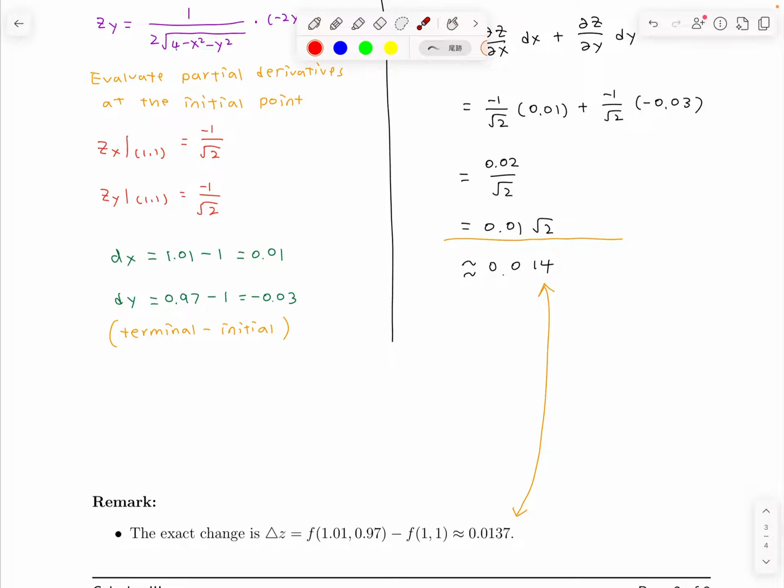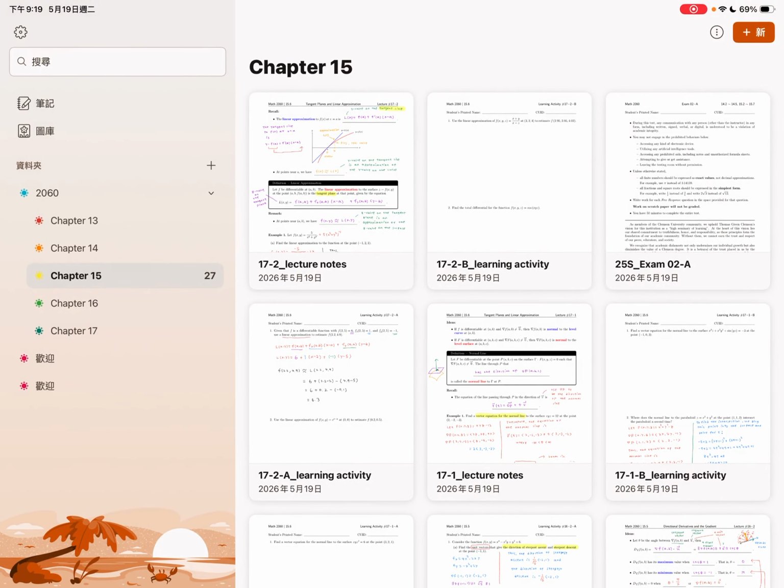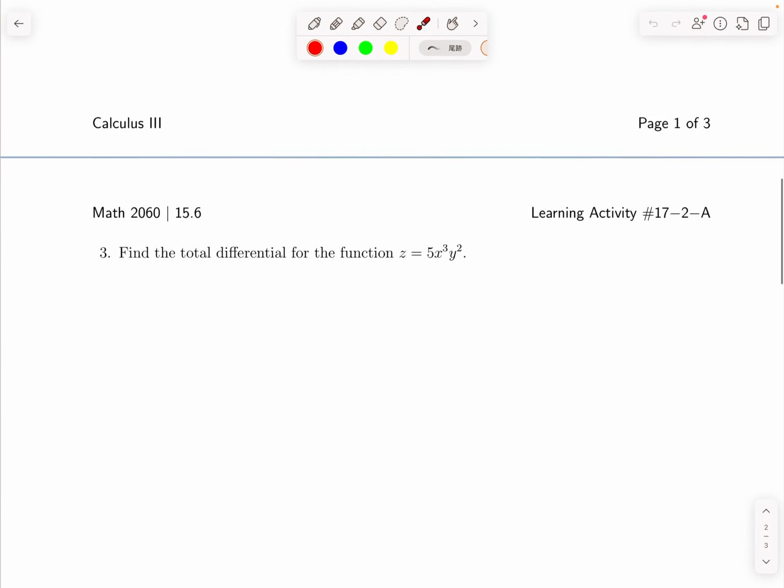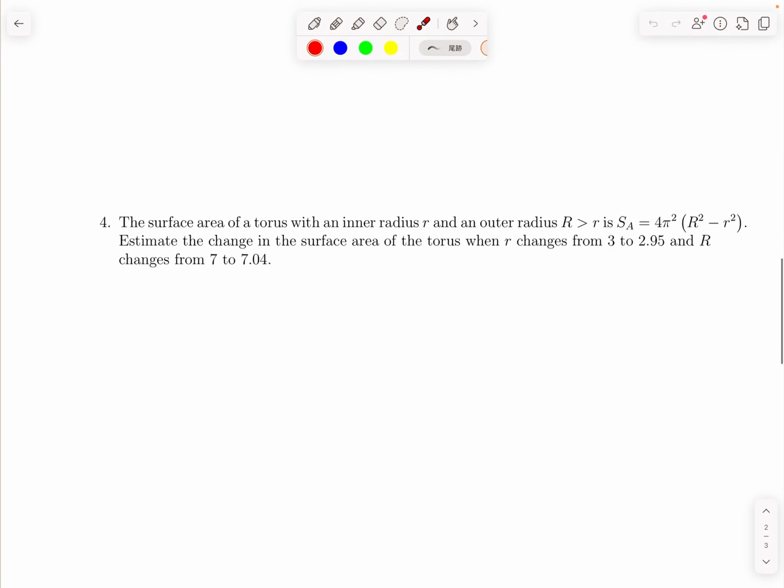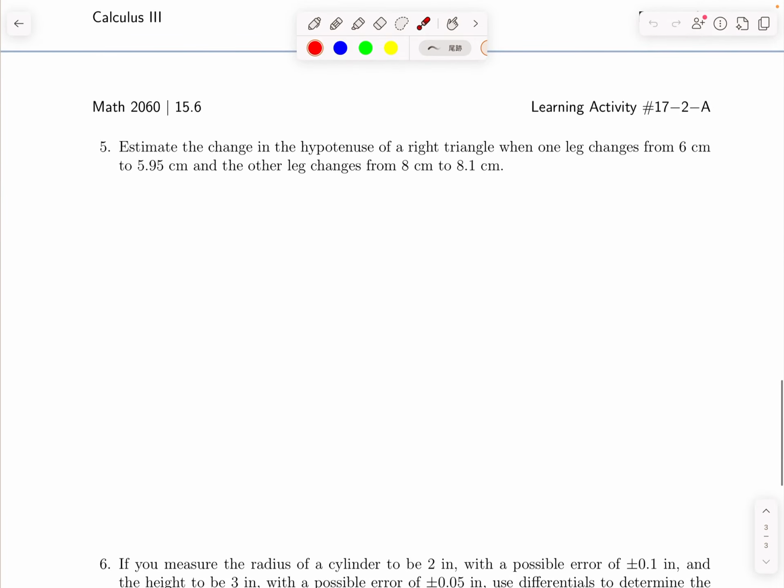Okay, now we have learned this, and I would like you to do something on your own. So let's take a look at learning activity 17-2-A. Where is my 17-2-A? And let's take a look at number 5. Okay, this is a word problem. So let's read this problem carefully.